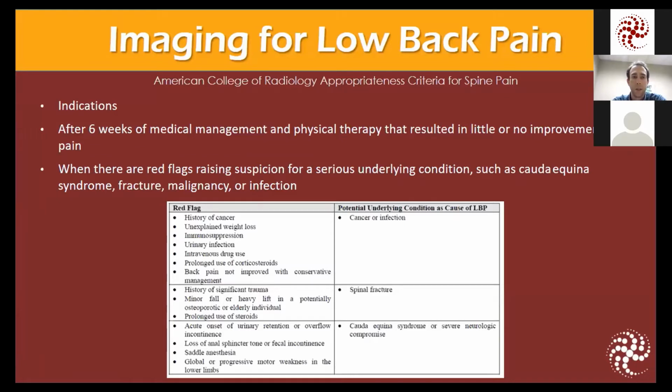So the current recommendations from the American College of Radiology are to obtain imaging if your back pain persists for over 6 weeks and it's not responding to conservative treatment with medications or physical therapy, or if you have any red flag symptoms to suggest that maybe there's something dangerous causing your pain, such as cancer, infection, neurological compromise, or even a fracture.